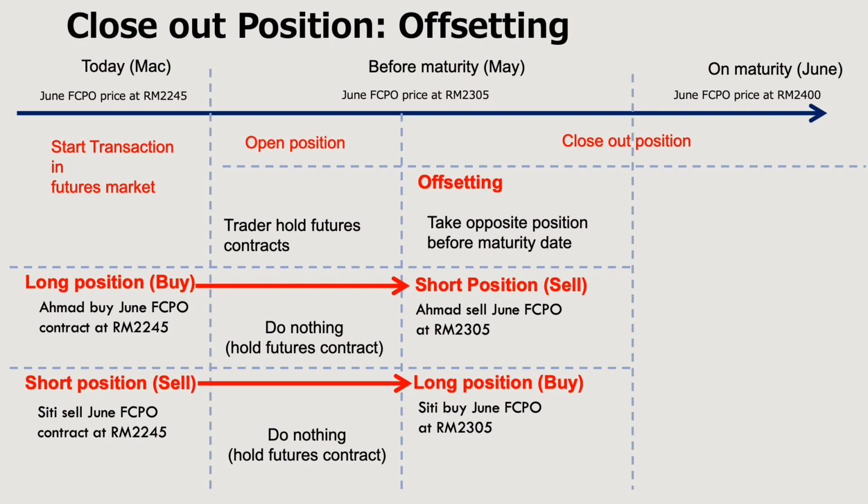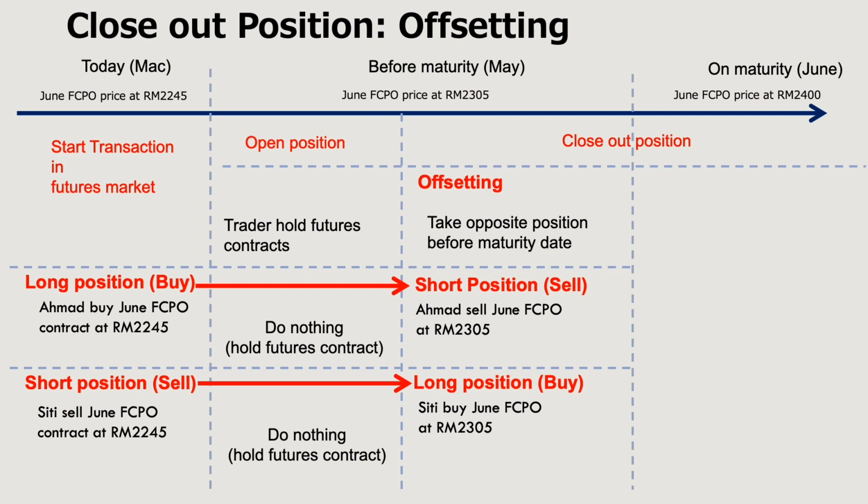So in this example, Ahmad started the transaction using a long position. So to close out before the maturity date, or basically to offset his position, Ahmad needs to take a short position. So if Ahmad started by buying, then to close out, he needs to sell a futures contract. So let's say in May, the June FCPO price is RM2305. To close out Ahmad's position in the futures market, Ahmad needs to sell the June FCPO contract at the current market price in May, which is RM2305.